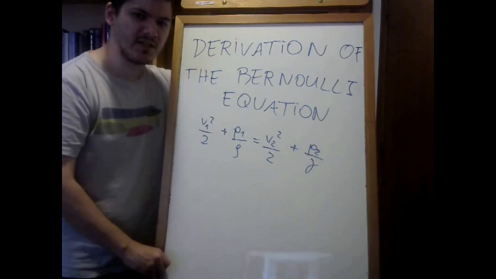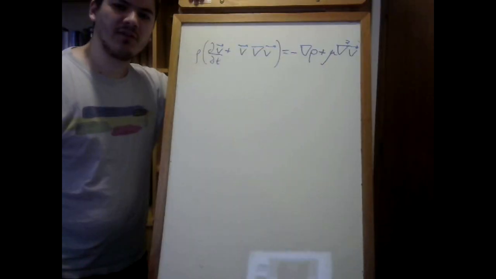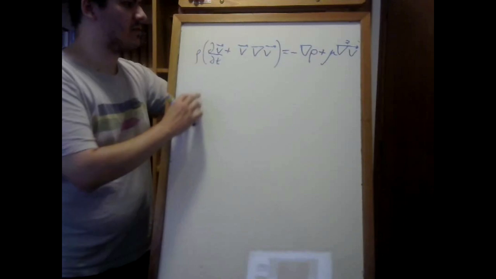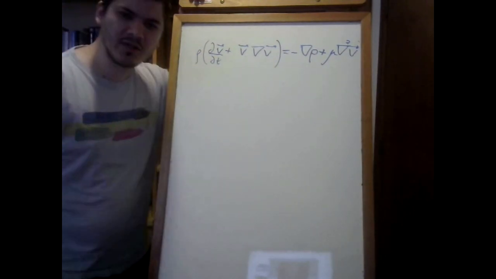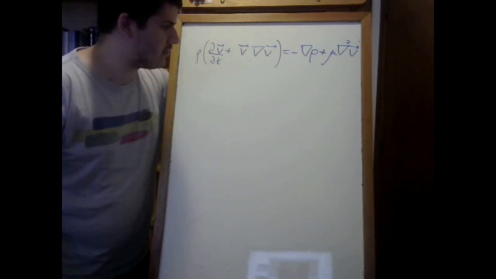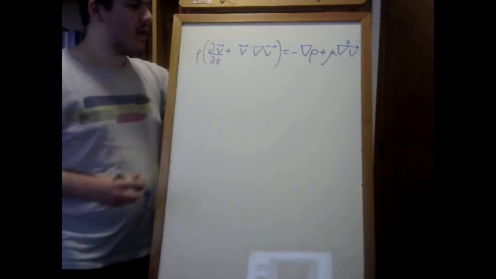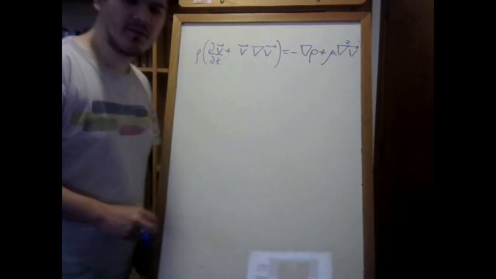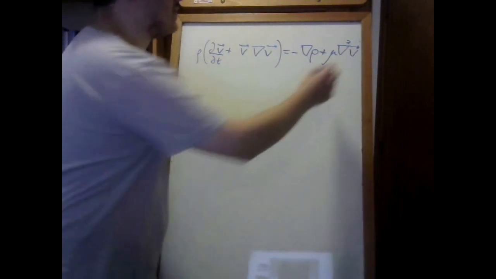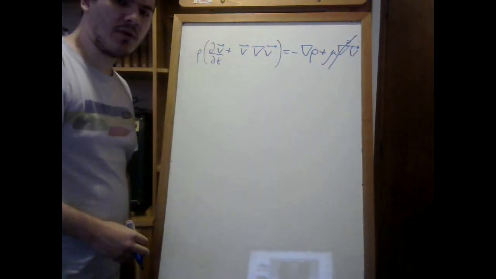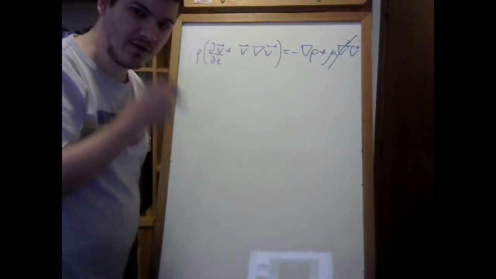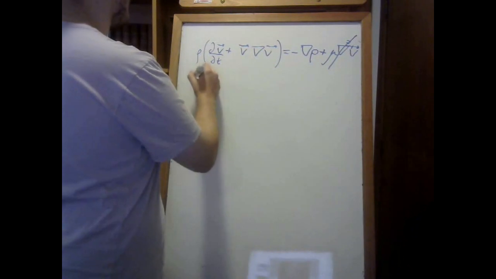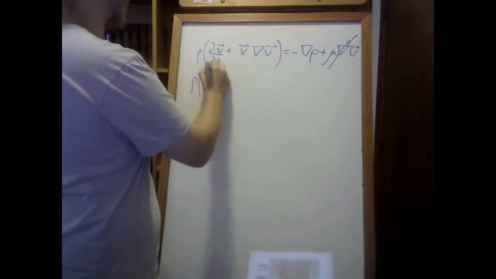Okay, so let's begin. First of all, we start as always with the full Navier-Stokes equation for incompressible fluid flow, and we're going to neglect the viscous forces here. So what we are left with is known as the Euler equation. We'll write it down here.